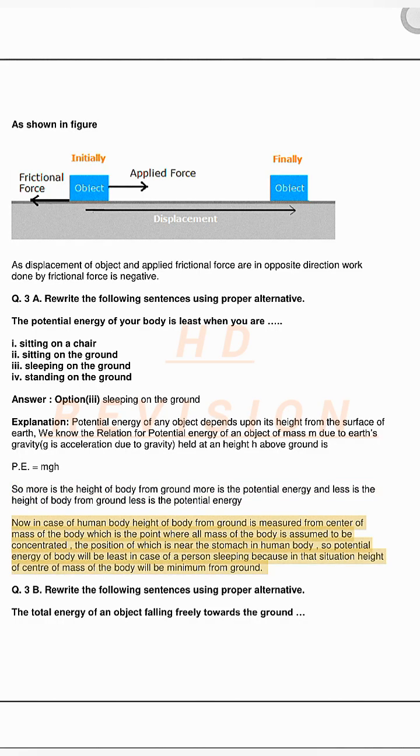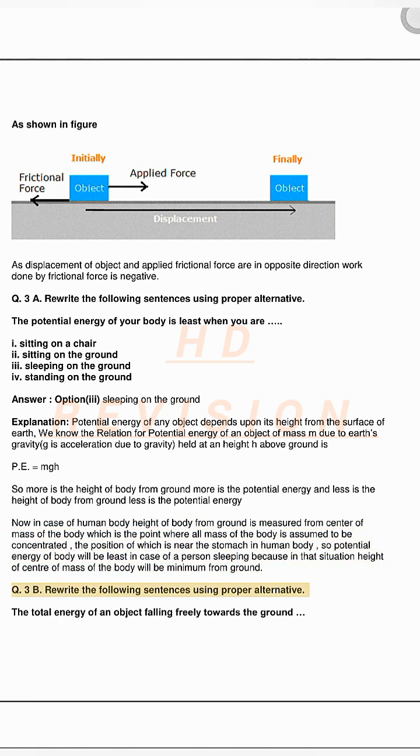Now in the case of the human body, height of the body from the ground is measured from the center of mass of the body, which is the point where all mass of the body is assumed to be concentrated, the position of which is near the stomach in the human body. So potential energy of the body will be least in the case of a person sleeping, because in that situation the height of the center of mass of the body will be minimum from the ground.